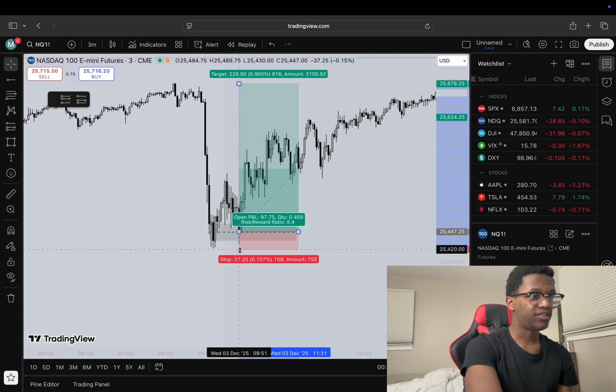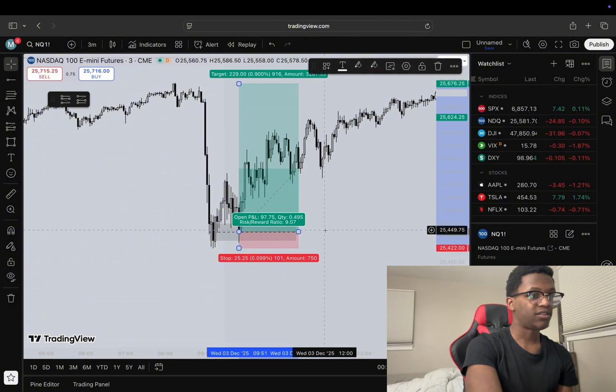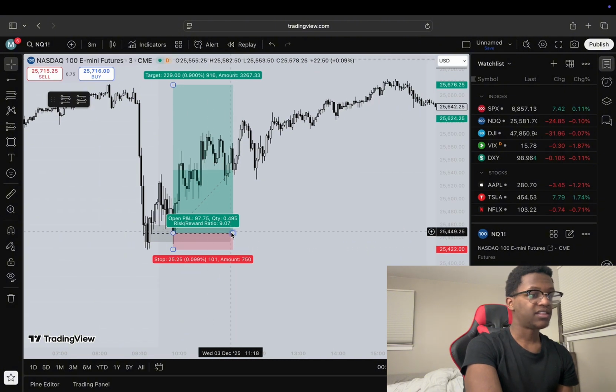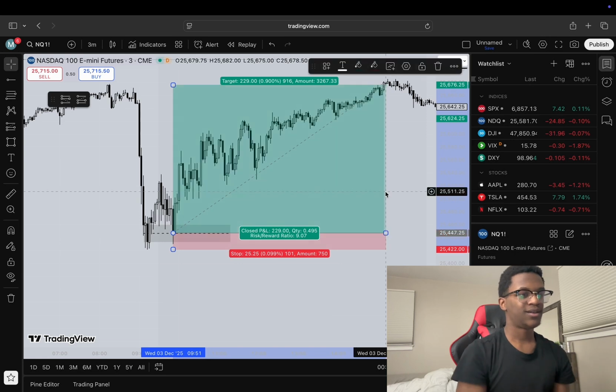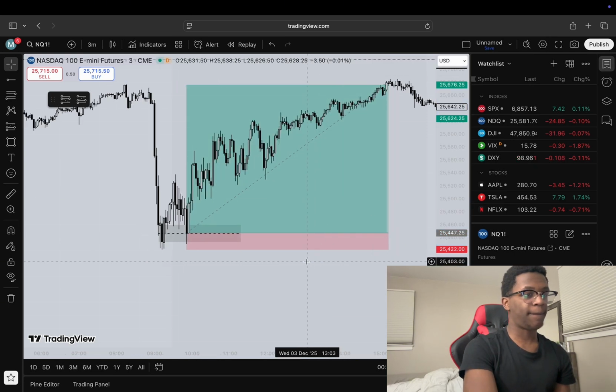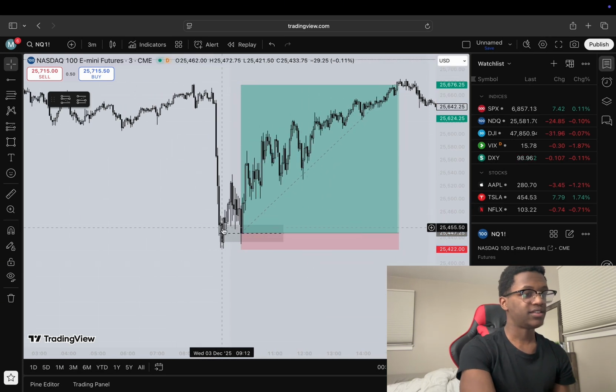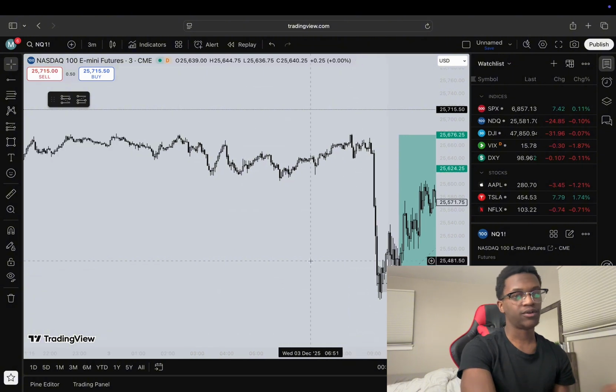If I set my stop below this candle, if I set it closer, if I set it below here, that's a 1 to 9 trade, and let it play out for the rest of the day. And so that is basically how I trade personally.